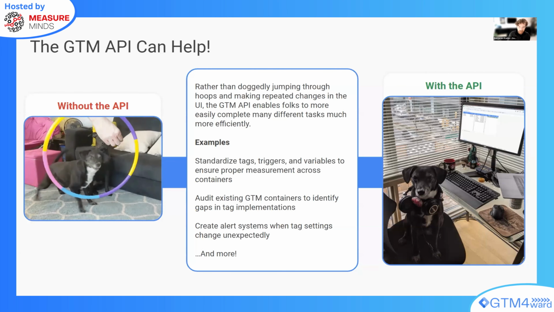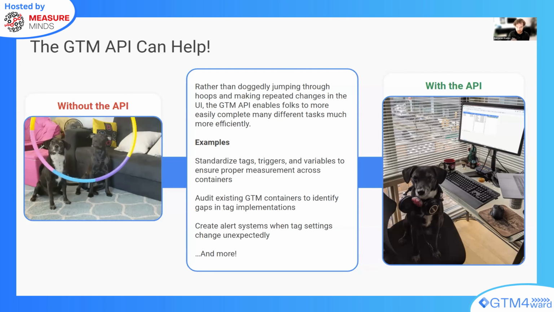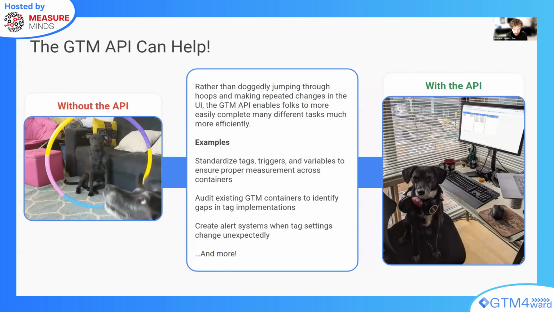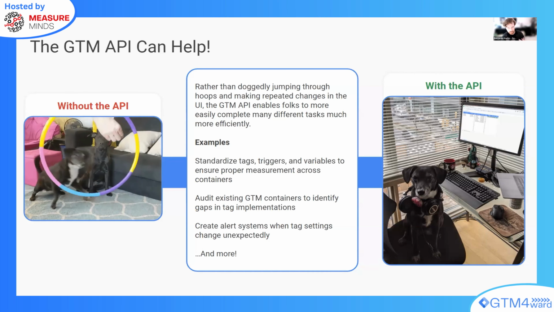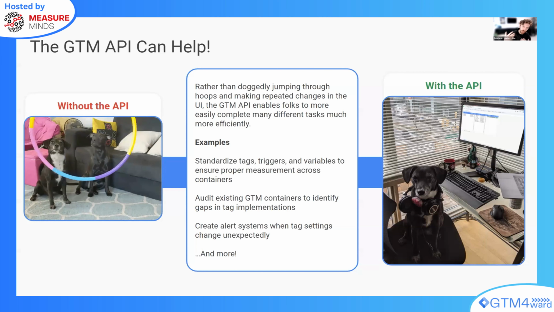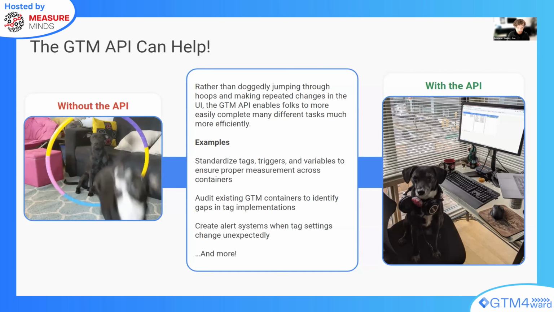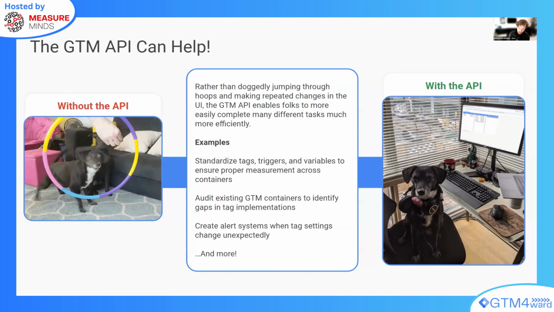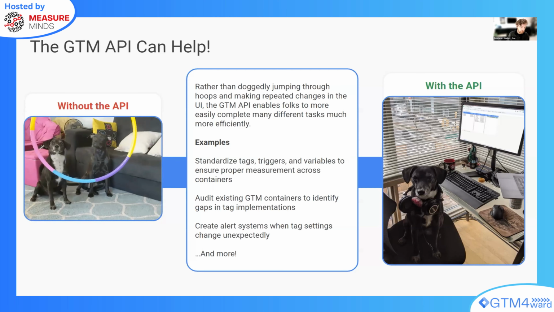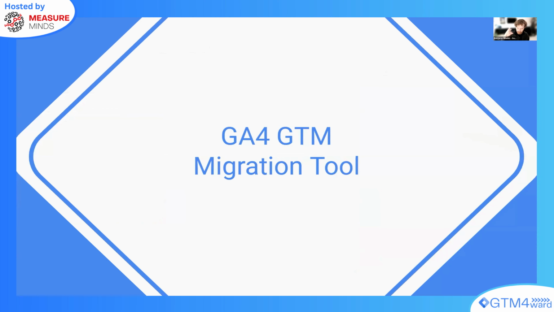Some examples, not all of which I'm going to go over today: you can standardize tags, triggers, and variables. You could create your own audit system using the API. I've always been interested in potentially creating an alert system that uses the API to let you know when things change unexpectedly, and much more. So it's a flexible tool, and I'm hoping that the tools I'll go through quickly today will help you understand what we can do with the existing things, as well as inspire you to potentially look into this yourself. So without further ado, the GA4 GTM Migration Tool.